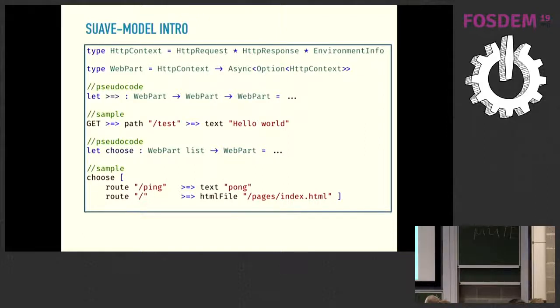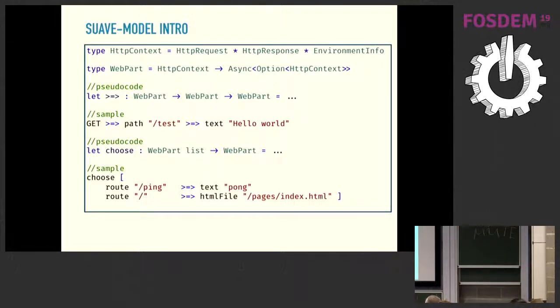Usually there are two kinds of web parts. One kind is doing some type of tests. Is this request a GET request? Is this request something else? Does it have a given value in the header? And the other kind of web parts are web parts that are modifying the response. Let's write hello world to the content of the response. So here is a really simple example. Firstly, we check if the request is GET. Then we check if it was on the /test path. And then, if that was all true, we put hello world in the content and return it to the user.